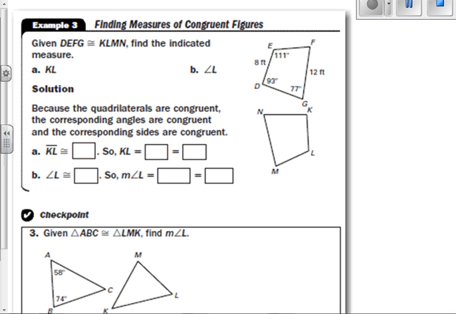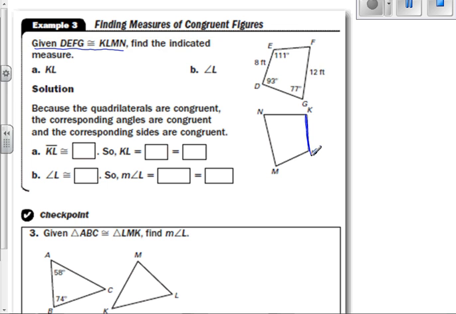Let's move on. Now let's look at example 3, finding measures of corresponding figures. Obviously you're going to have an unknown, but you can use the ratio and a proportion to figure out what your unknown is. It says given DEFG is congruent to KLMN, find the indicated measure. Find KL. So we need to find KL.